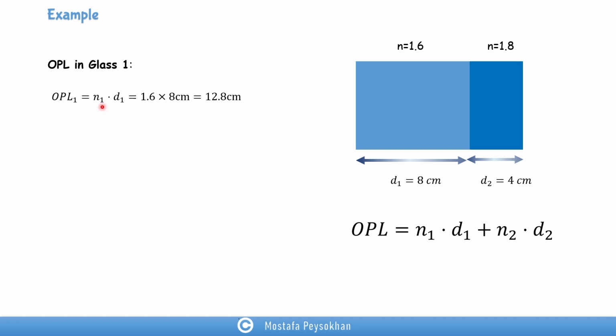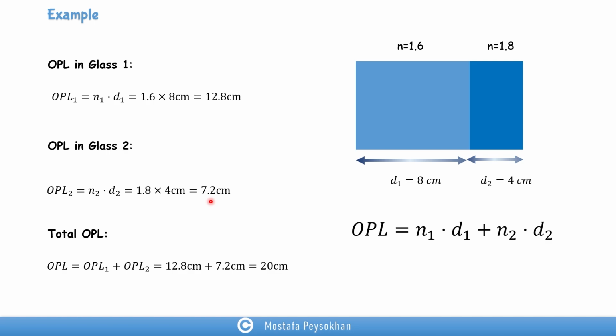OPL1 is equal to N1 times D1, which is 1.6 times 8, equal to 12.8 centimeter, because the refractive index is unitless. OPL in glass 2 is equal to N2 times D2, which is 1.8, the refractive index, times 4 centimeter, the distance, equal to 7.2. Now the total optical path length is equal to OPL1 plus OPL2, which is 12.8 plus 7.2, equal to 20 centimeter.